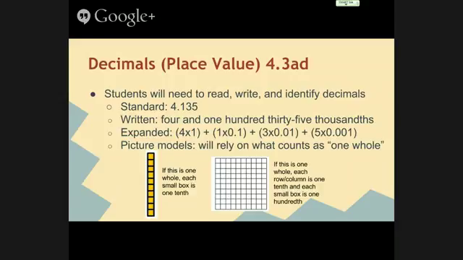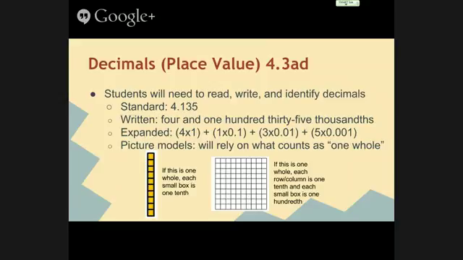So the test question might say, here's a decimal in standard form. What is it in written form? And so that's standard form. They just need to know that it's written as numbers. So written form is when it gives it to them in word form. They'll see it called either written form or word form. And basically, it's just the letters that represent the numbers.